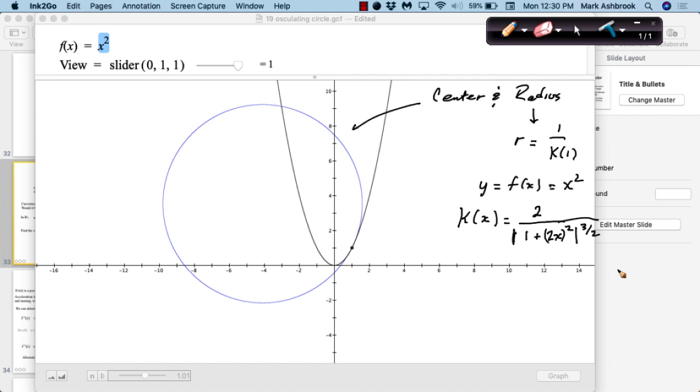That would give you the curvature at any value of x along the parabola. And we want it at 1. We want the particular curvature at 1. So it's going to be 2 over 1 plus 4 is 5, 5 to the 3/2. Did I do the math right? Yeah.